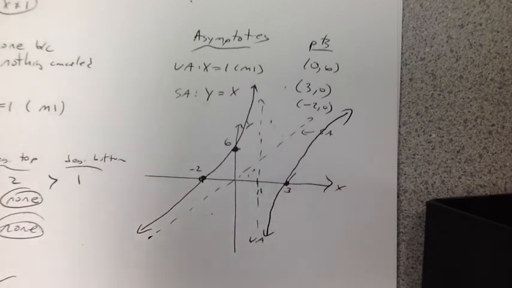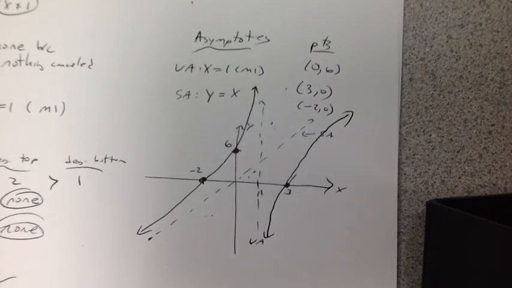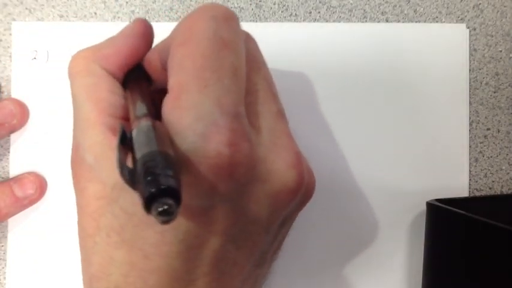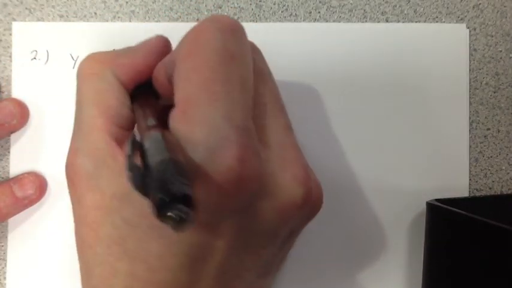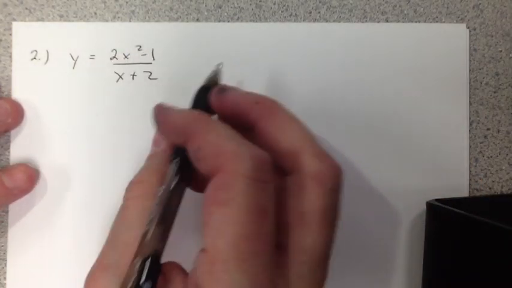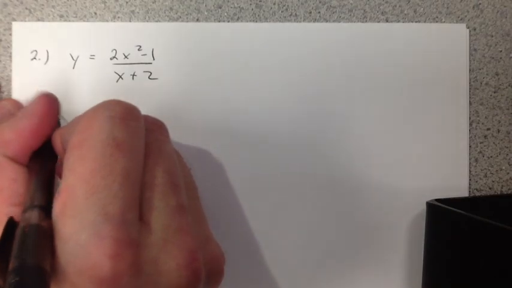Okay? All right. So, on your own paper, let's take a look at question number 2. Same idea, same way. Now, we're going to be on our own paper, so make sure you have your notes out. Number 2. y equals 2x squared minus 1 over x plus 2. I can't factor the top, so I won't worry about that. So I look for any domain restrictions.